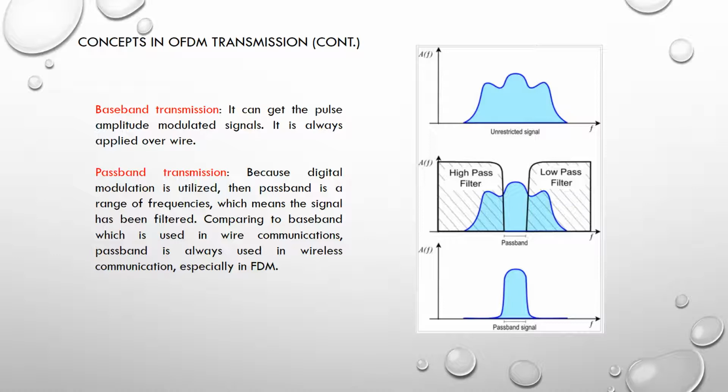As for passband transmission, because digital modulation is utilized, passband is a range of frequencies, which means the signals have been filtered, compared to baseband, which is used in wire communications. Passband is always used in wireless communications, especially in FDM. This is an example of a passband signal. The original signal is filtered by two filters, so the output passband signal is a range of frequencies.